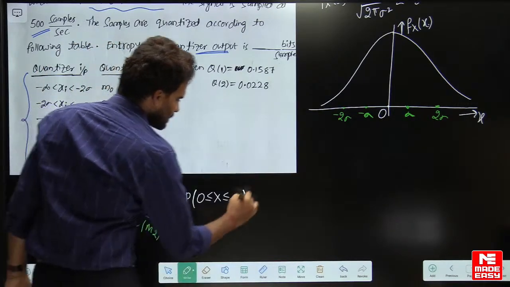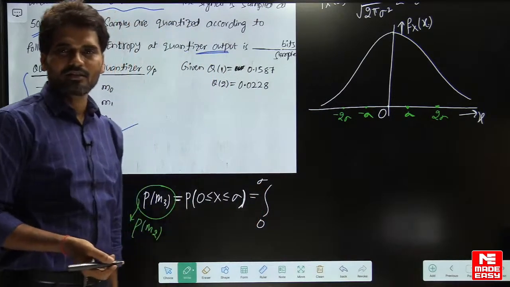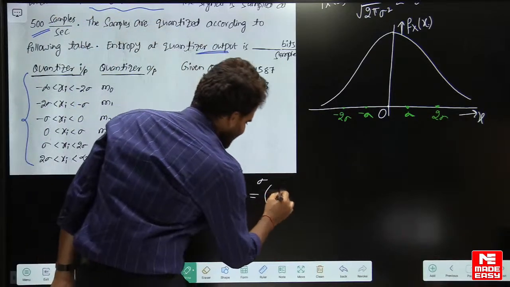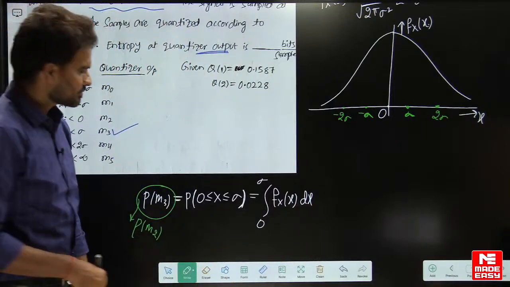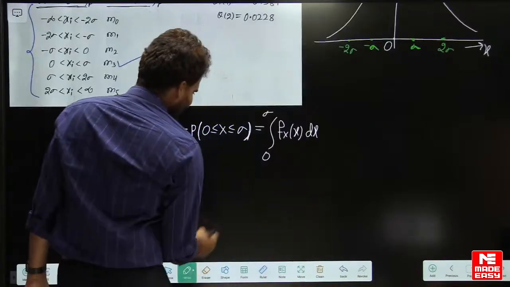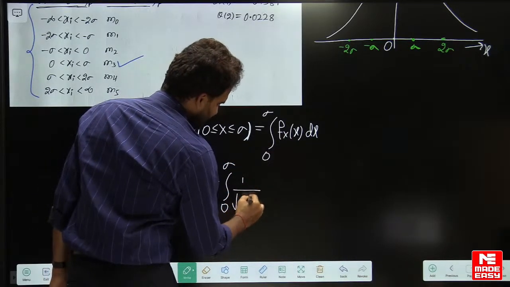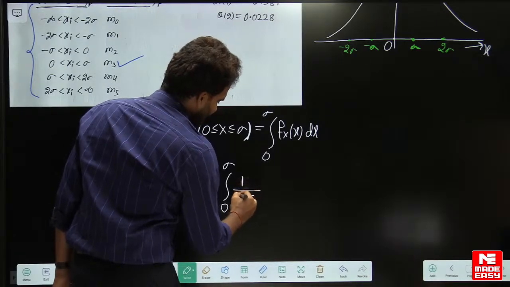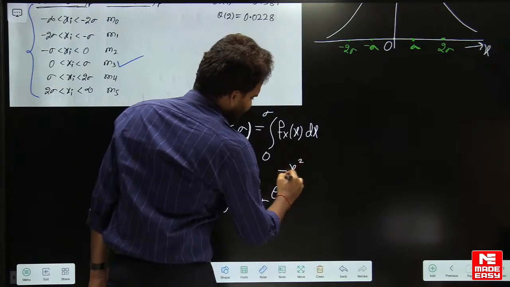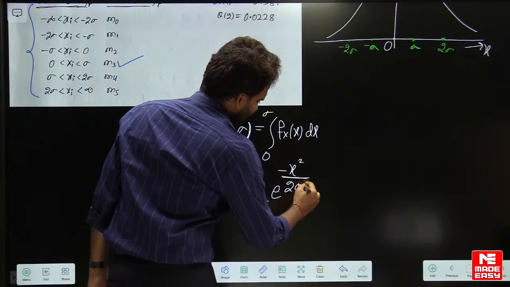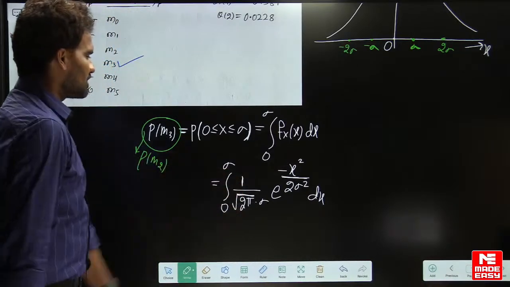It will be equal to the integration from 0 to sigma. How do we get probability from the density function? Area. So it is the integral from 0 to sigma of fx(x) dx. fx(x) is given as 1 by root 2 pi sigma square. If you take sigma square outside the square root, it is 1 by root 2 pi sigma, e power minus x square by 2 sigma square, dx. This is the Gaussian density function given.